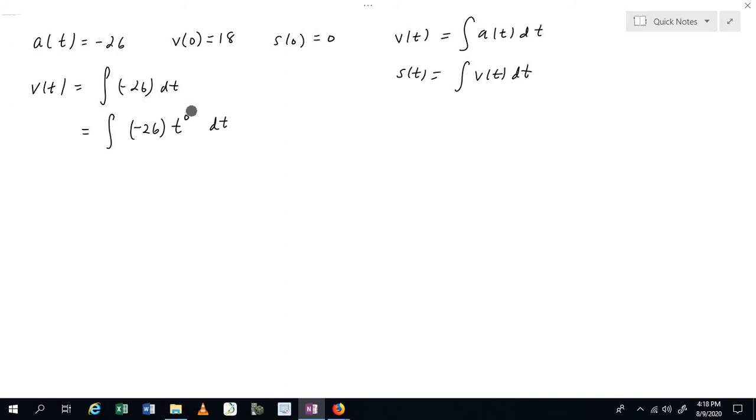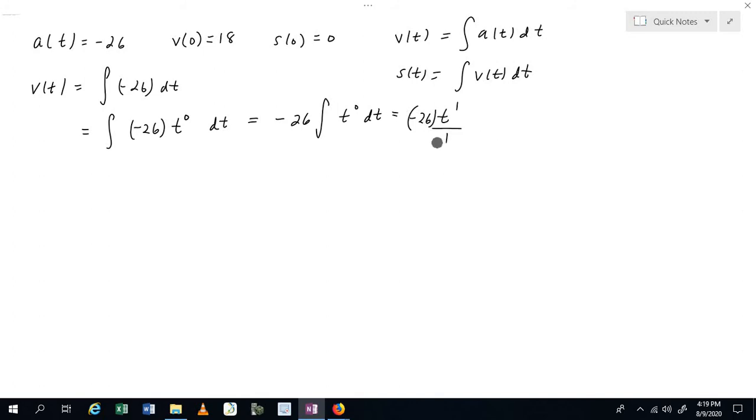You add 1 to the exponent and of course you get t to the first power, and then you divide by that number, so divide by 1, and you just get t to the first power over 1, which is just t. Then you multiply that by this constant. Remember, constants can come outside the antiderivative operator, so you may want to do that first. Then you apply the power rule and you'll just get t to the first over 1, times the constant, negative 26.